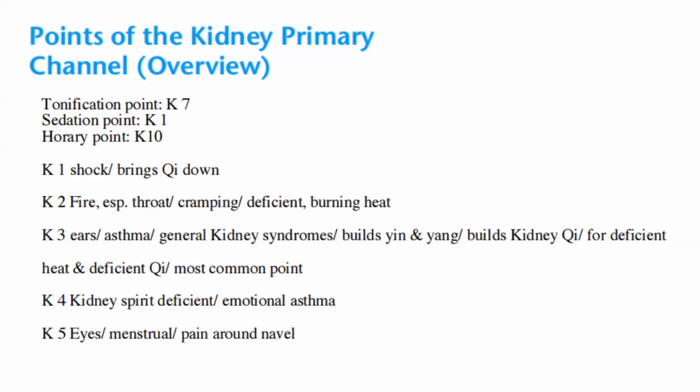Kidney 1 is indicated for shock. It brings Qi down. Kidney 2 is for fire, especially in the throat. It is also for cramping, for deficiency, and for burning heat.